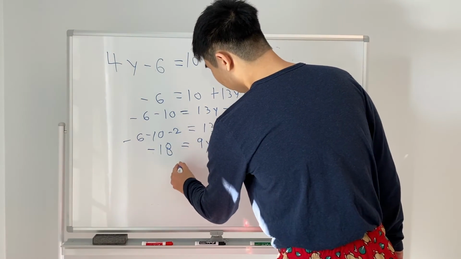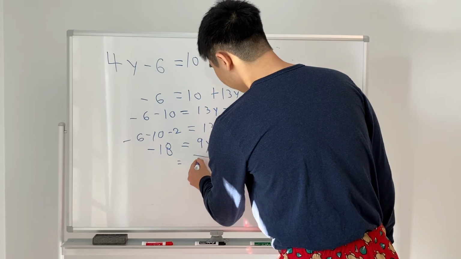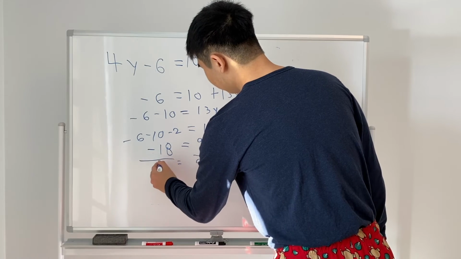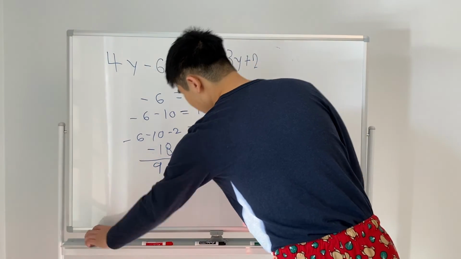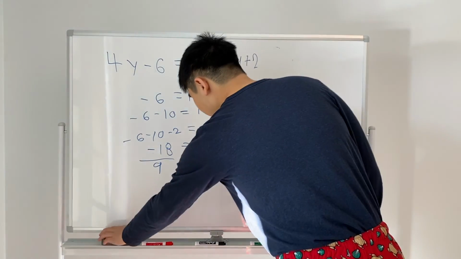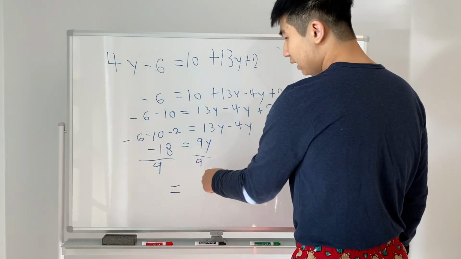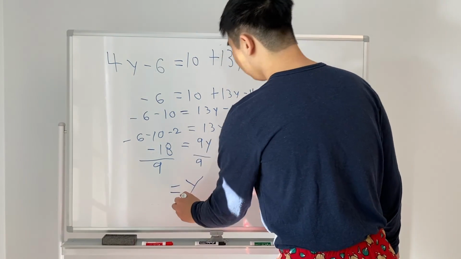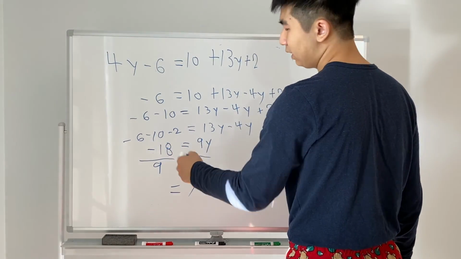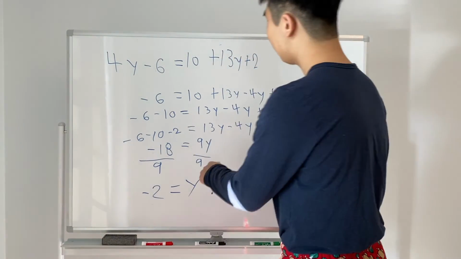So this is equal to, we're dividing by 9 here. So we have to do the same thing to the left side. This equal sign's in a bad spot. So that's equal to 9 divided by 9 is just 1. 1y, we don't write the 1. So y is equal to negative 18 divided by 9 is negative 2. So y is equal to -2.